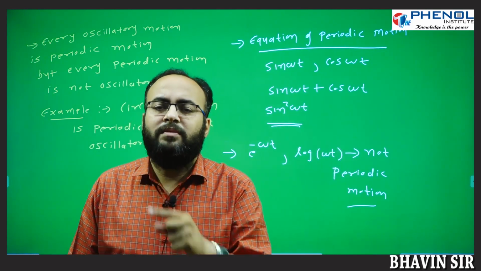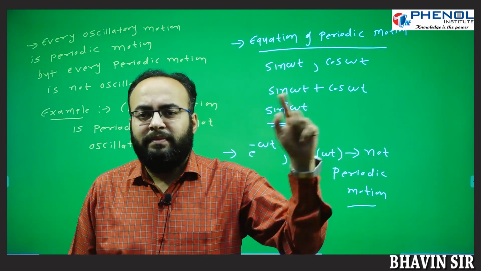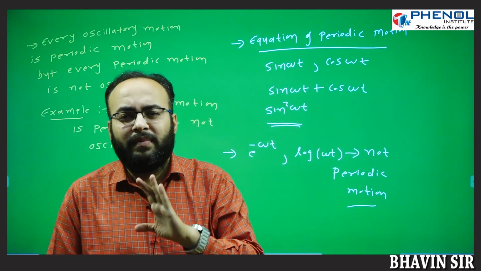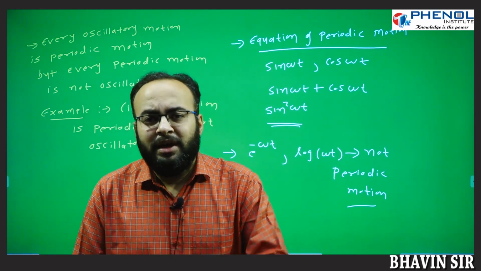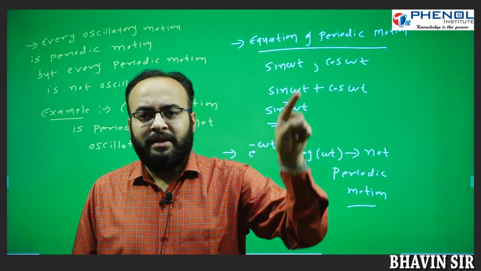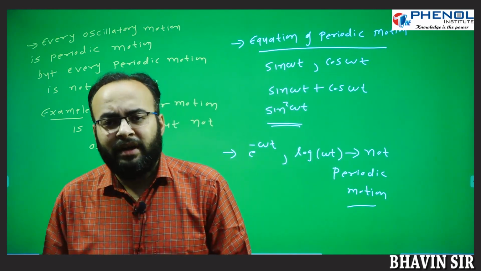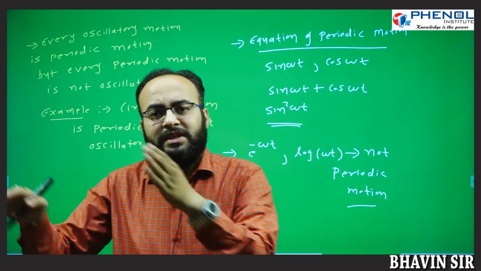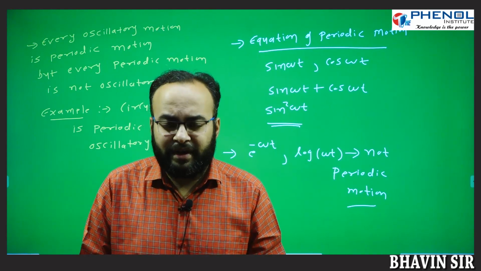Motion of a pendulum, motion of a spring. The pendulum moves like this. But see students, in oscillatory motion the path is repeated again; the pendulum repeats this path. If the path is repeated, then it is periodic. So every oscillatory motion is periodic, but every periodic motion is not oscillatory.